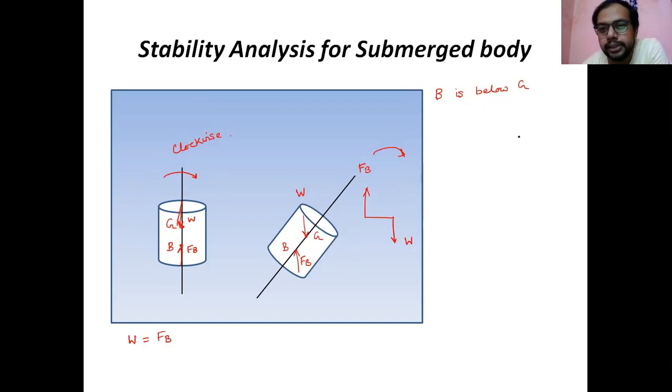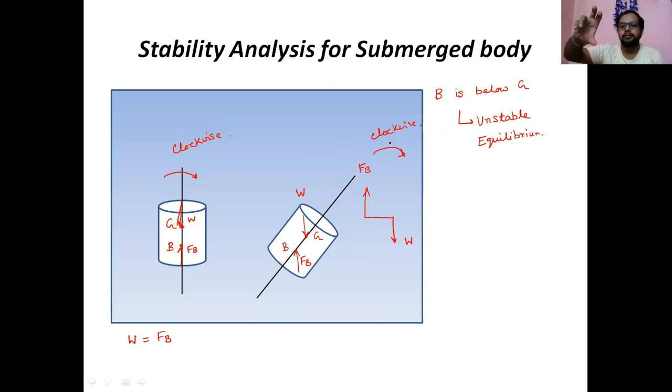So if B is below G, this will create instability. So it is called the unstable equilibrium. Because you have already given one clockwise moment, and now this arrangement, because B is below G, gives another clockwise moment. So these two clockwise moments will cause the body to become unstable. It will rotate. It will not come back to its initial position like the previous case.